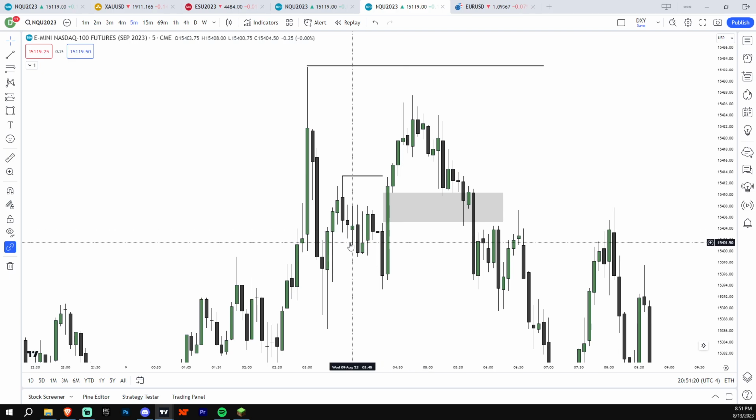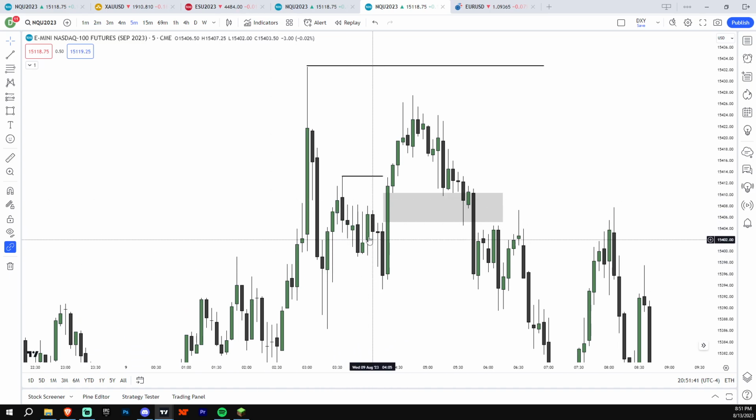Yes, there's no inverse fair value gap. But someone explain why not having an inverse fair value gap here means we're not going to get to this high. Why does not having, yes, exactly. So plus EV gets it.